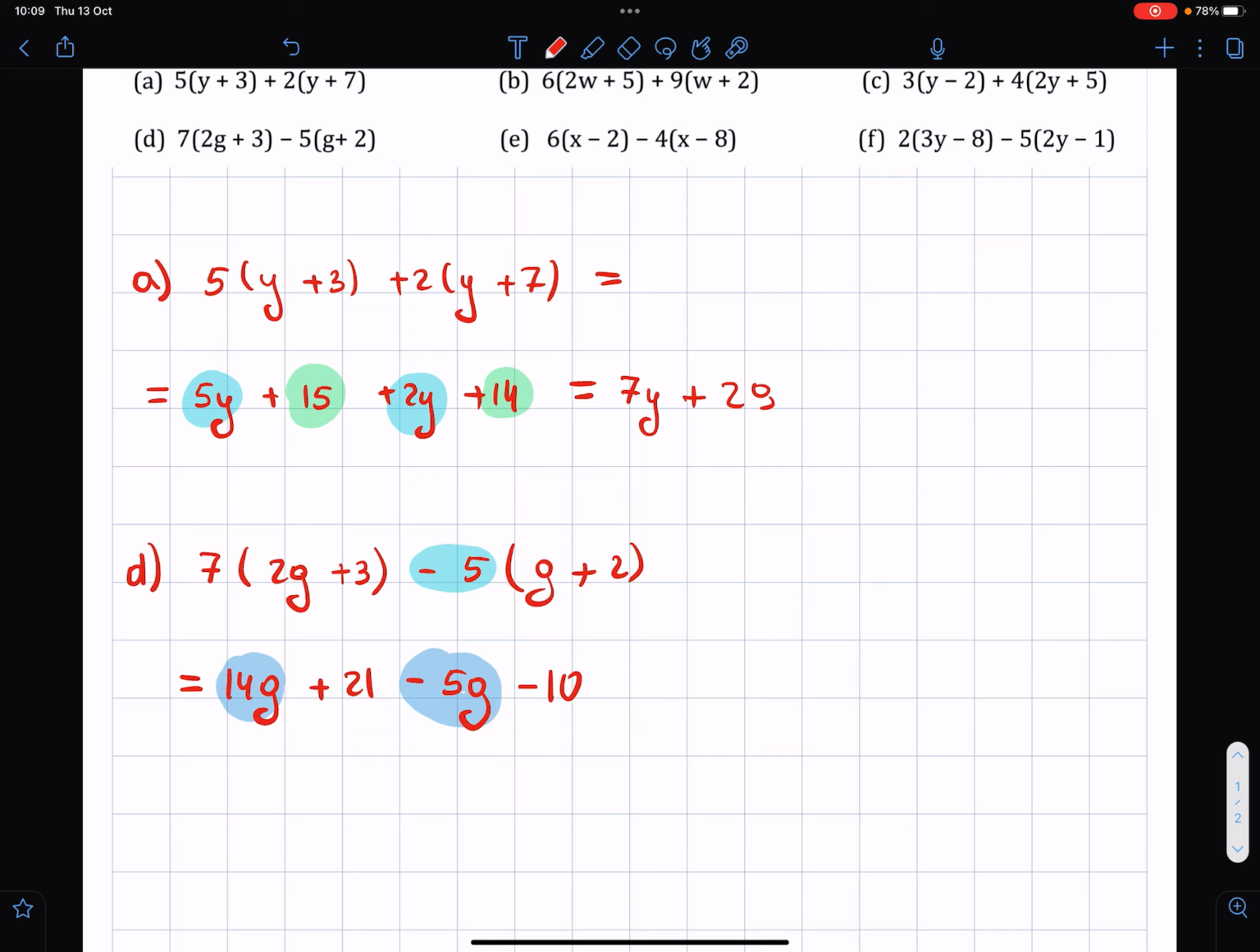Sir, it's minus. I know, 14g plus negative 5g. That's what I'm saying. How is it 9g? It's gonna be 9g, plus 11: 21 plus negative 10. A positive number minus a negative number will always become a positive. I'm saying 14g plus negative 5g, that is 14g minus 5g. Isn't that the same?